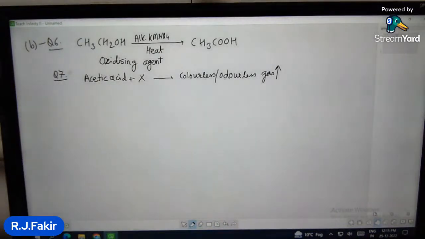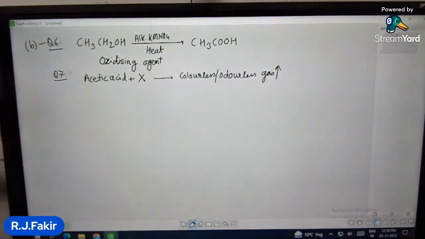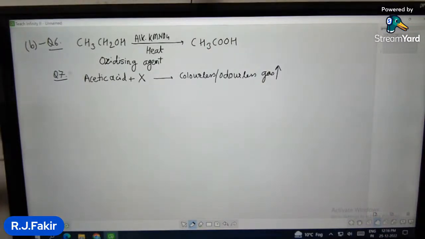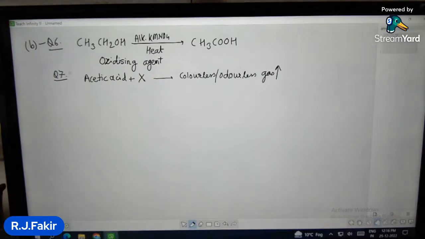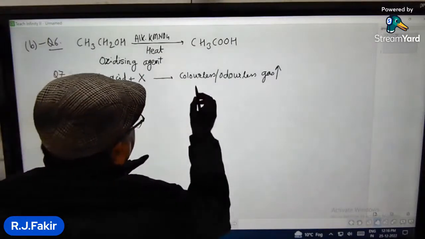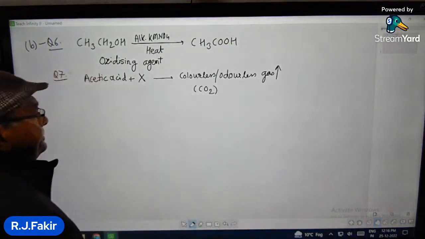It's very important to read and understand the instructions and the information given in the question. So now acetic acid reacts with X, produces colorless and odorless gas. The gas was passed through lime water, which turned milky. So turning the lime water milky confirms that this gas is CO2.